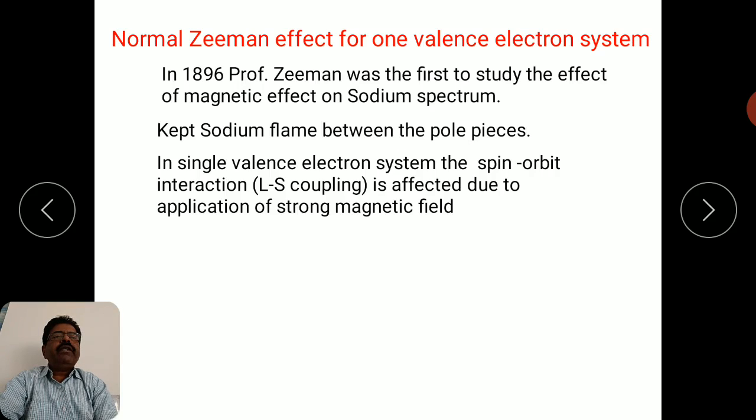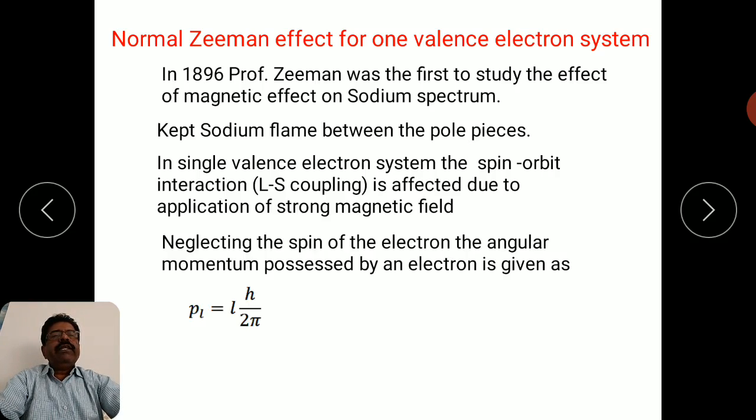This effect of spin orbit interaction can be changed because of this strong magnetic field, and you will see that since there is no LS coupling, whatever the splitting of the lines, that will be only because of L vector, that is only because of L vectors. So how, let us see now.